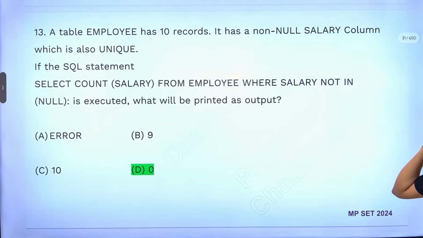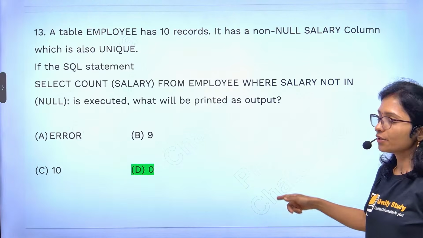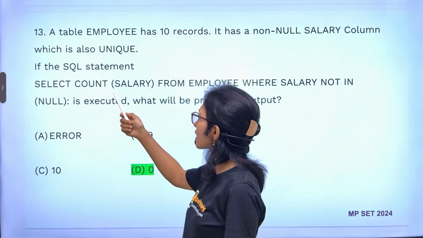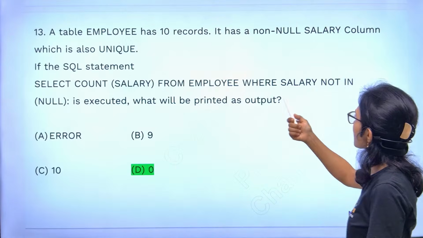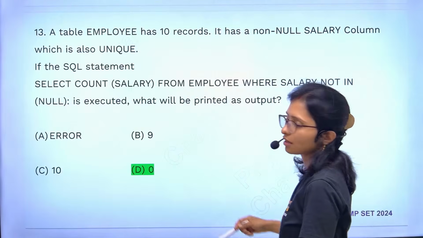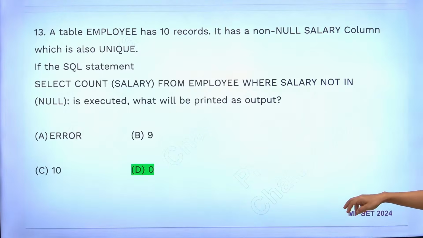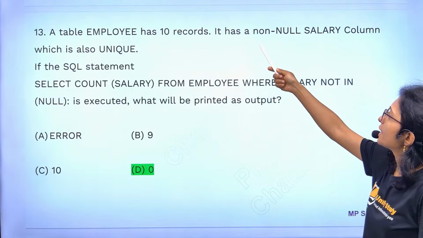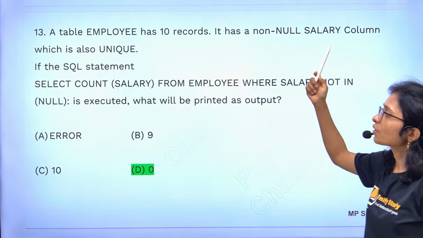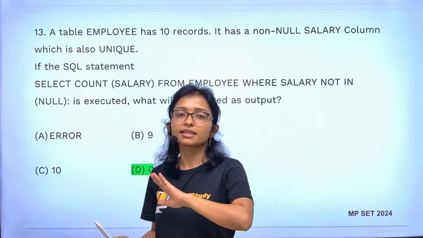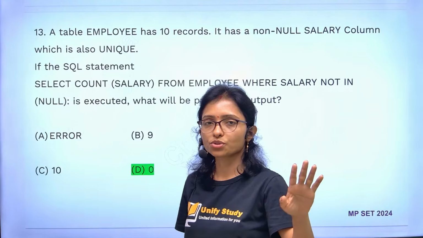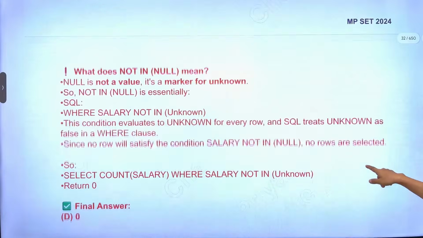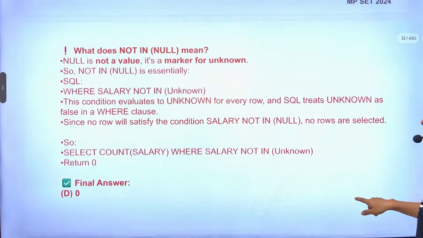Yes, here your answer is 0. Why? Why is the answer 0? Here it is given: select count of salary from employee where salary not in null. What is the meaning of not in null? Here the question says a table employee has 10 records. It has a non-null salary column which is also unique. Means there are no null values. There are no null values. So no null values means, how is it working? What is the meaning of not in null?